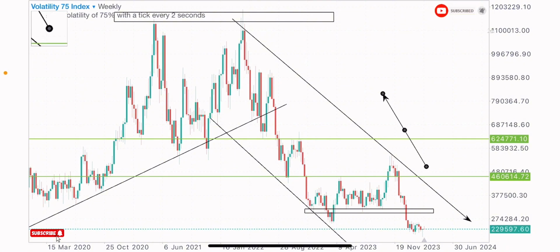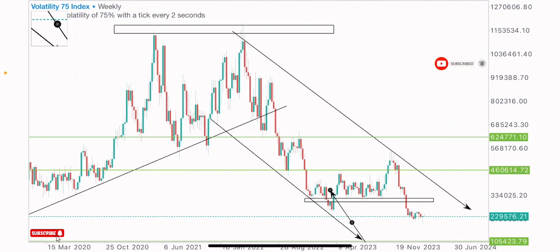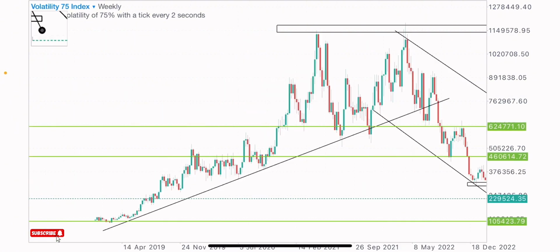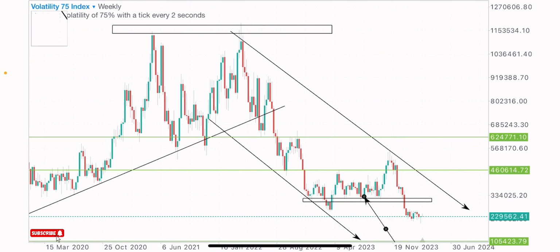So you can see market reactions at this point. Price bottomed as a support, and this is another important level we've got. We are yet to get a retest of this broken level of support.